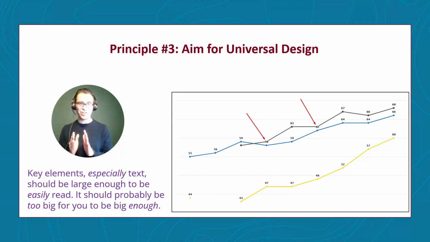Here's the adage I want you to keep in mind. If your eyesight is average in your opinion, then things should probably look too big to you to be big enough for someone with a visual impairment. Especially considering visual impairment increases with age, and we are an increasingly aging species. So this will only become a bigger problem as we move forward.